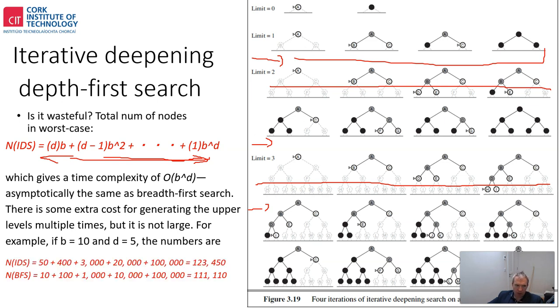Again, if you take the example where the branching factor is 10 and depth is 5, these are the kind of numbers you're looking at for the two approaches: 120,000 as opposed to 111,000.